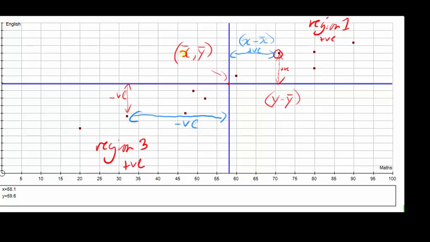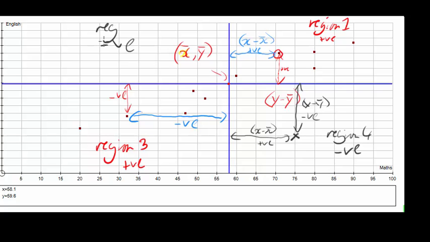Now if I took a random point, and I'll do this in black, if I took a random point here, then things would start to change. Because this distance horizontally, which is x minus x bar, that value is positive. But this distance here, which is y minus y bar, and this time notice the y coordinate would change because I'm on a different point, which is why I've used a different colour here, that's actually going to come out to be negative. And so in my last region, which is region 4, when you do x minus x bar times y minus y bar, everything will come out to be negative. And the same in region 3.